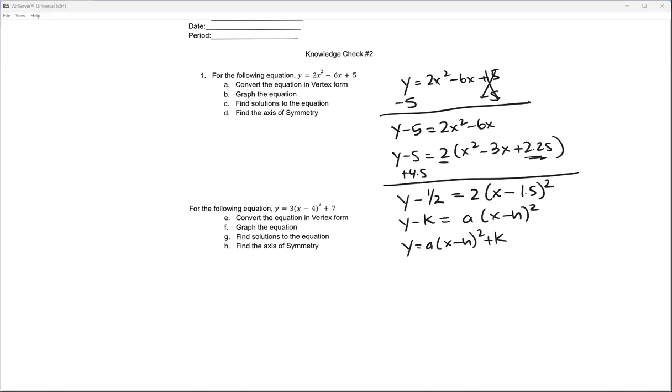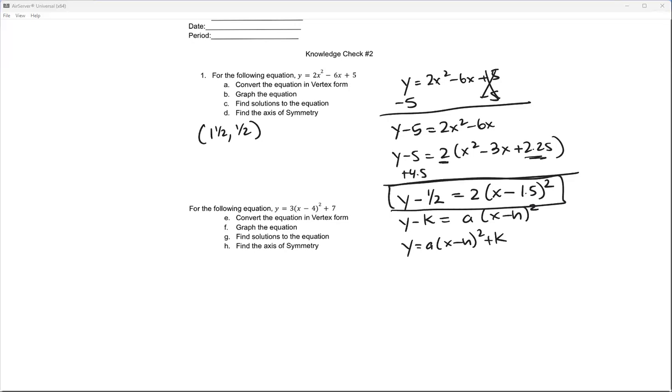So our vertex is what? 1.5 and 1/2, right? And we've converted this to vertex form. So this is vertex form right here.